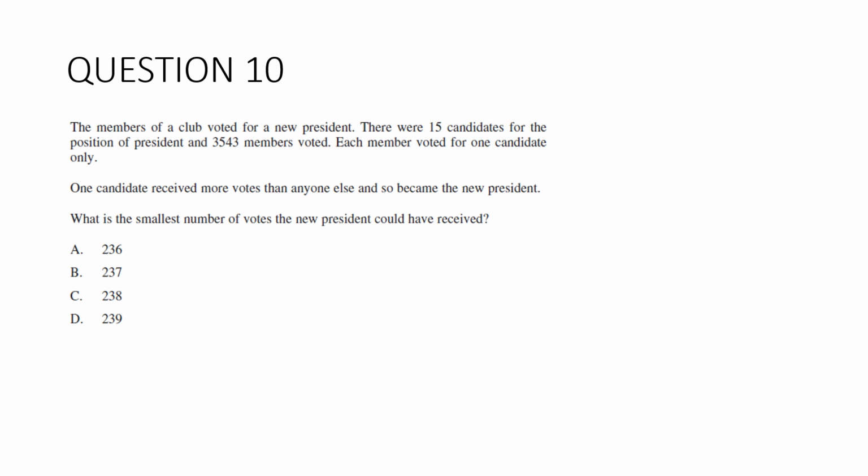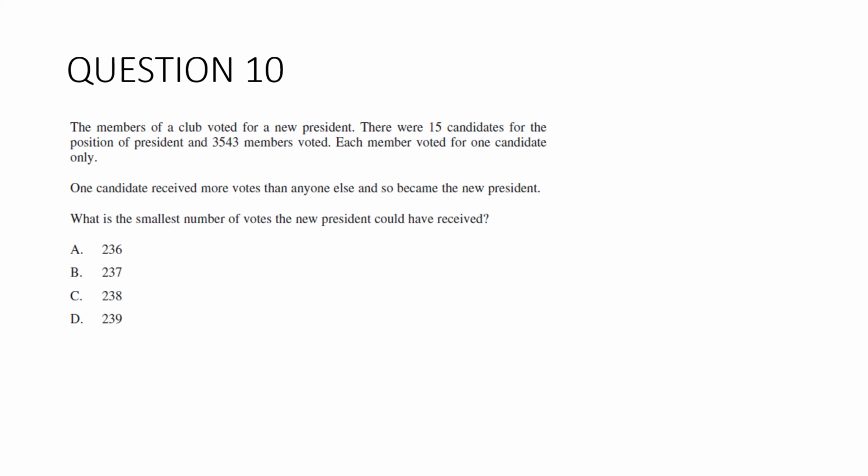And question 10. The members of a club voted for a new president. There were 15 candidates for the position of president and 3,543 members voted. Each member voted for one candidate only. One candidate received more votes than anyone else and so became the new president. What is the smallest number of votes the new president could have received?